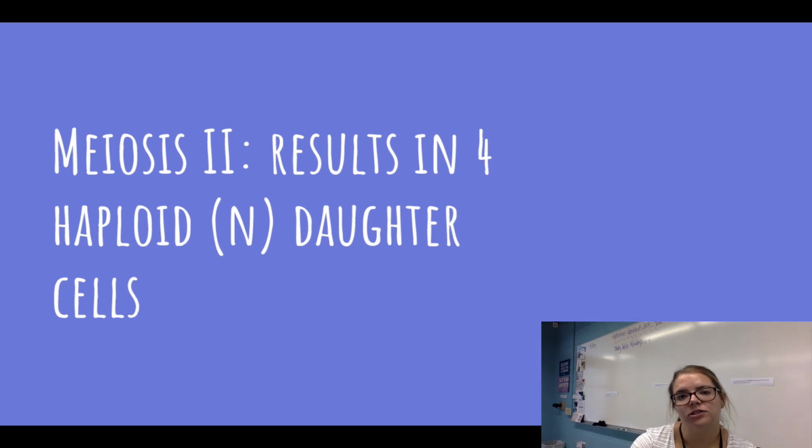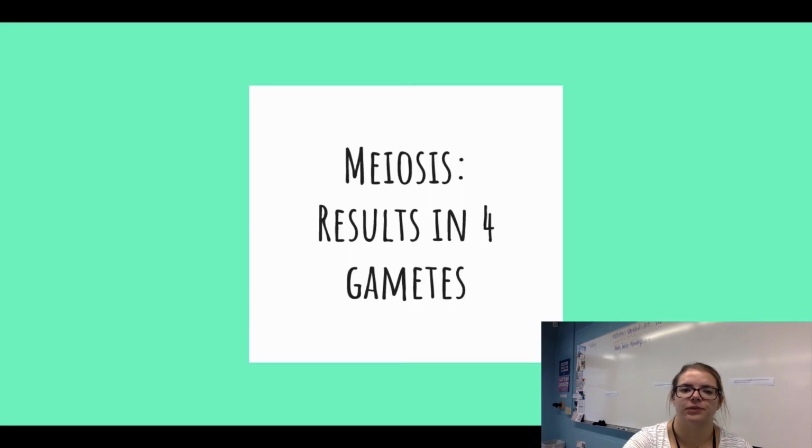So at the end of meiosis 2, we have 4 daughter cells that are haploid. So again, they have half as many chromosomes as the original cell had, right? So if it's a human, the original cell had 46. Now after meiosis, you have 4 cells, each with 23 chromosomes. Okay, so again, it's going to give us 4 gametes or 4 sex cells.